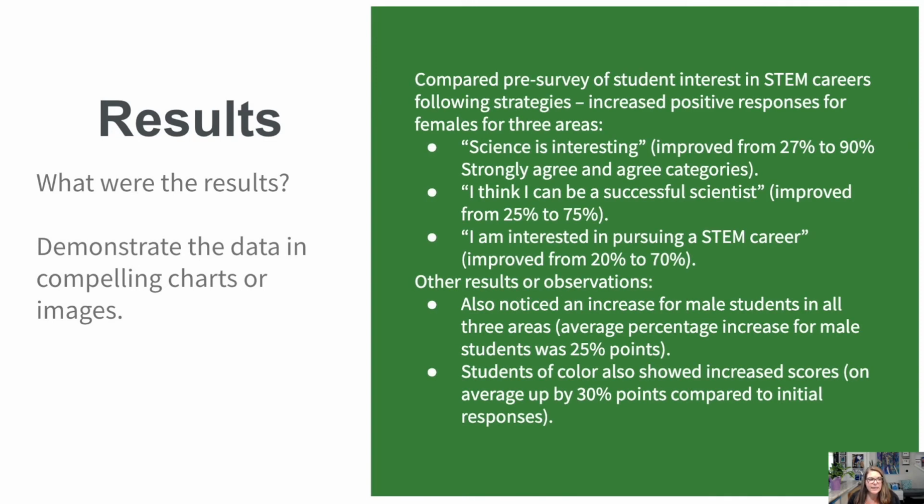In this example, the person compared a pre-survey of student interest in STEM careers following strategies, and found that they increased positive responses for females in 3 areas. They had an increase from 27% to 90% of students who thought that science is interesting. They had a significant increase in students thinking that they could be a successful scientist, and an increased interest in pursuing a STEM career. And there are a couple of other observations documented here as well.